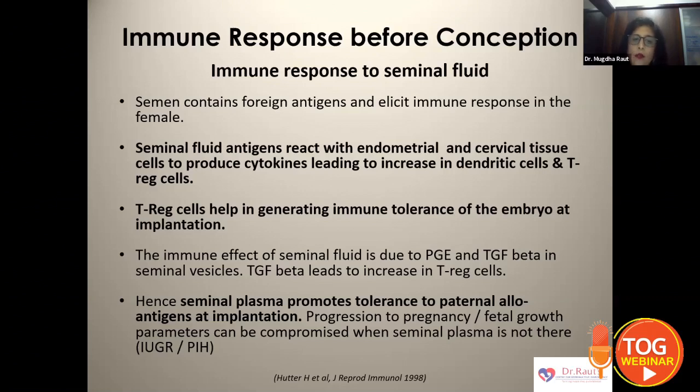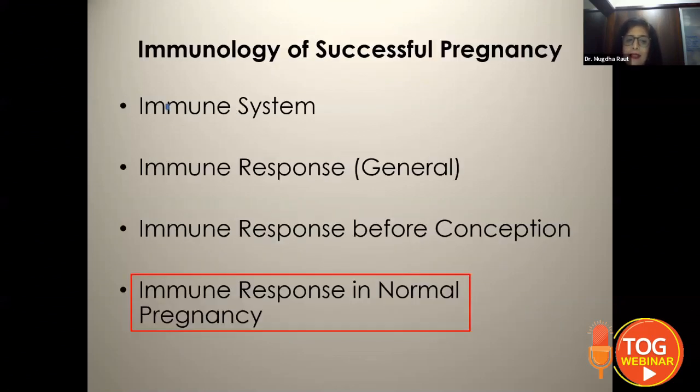The immune effect of seminal fluid is due to PGE and TGF-beta in the seminal vesicles. TGF-beta leads to an increase in the Treg cells. Hence, the seminal plasma promotes tolerance to paternal alloantigens at implantation. Progression to pregnancy or fetal growth parameters can be compromised when seminal plasma is not there, as seen in IUGR or PIH.